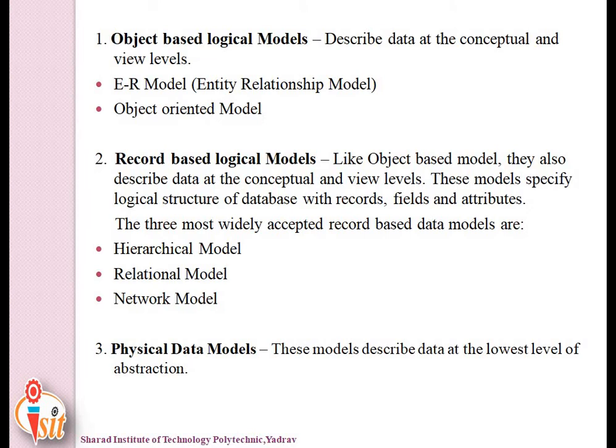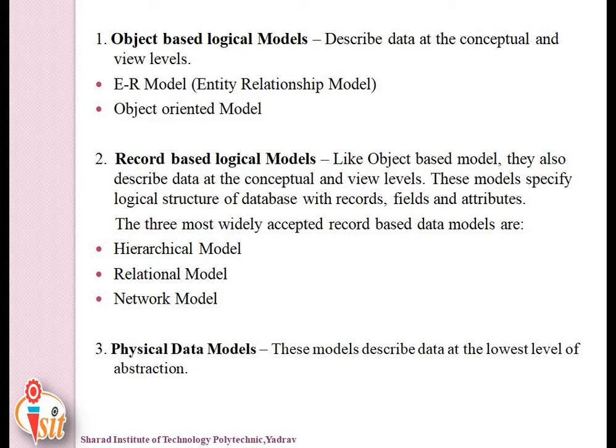Let's see the object-based logical model. Object-based models describe data at the conceptual and view level. That is, object-based data models use concepts such as entities, attributes, and relationships. An entity is a distinct object in the organization that is to be represented in the database. An attribute is the property that describes some aspect of the object that we wish to record. And a relationship is an association between entities.